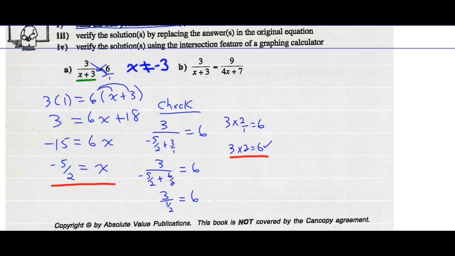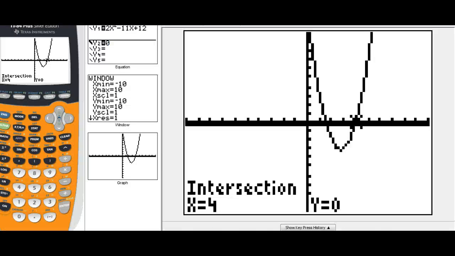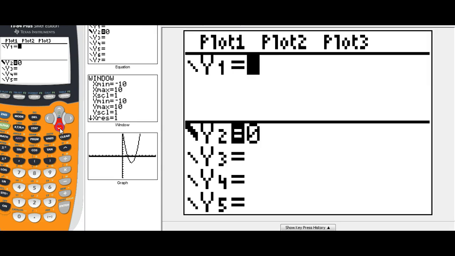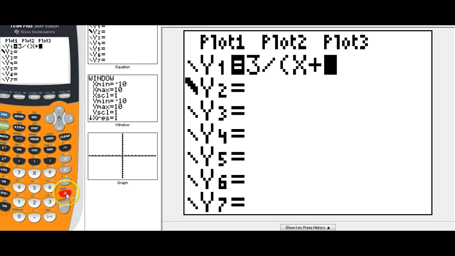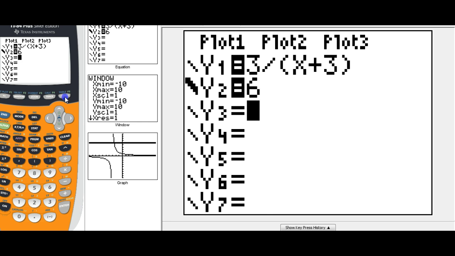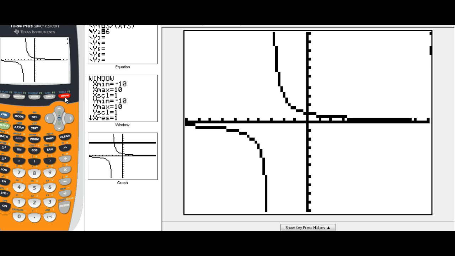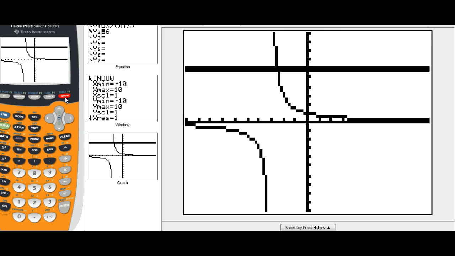Do a graphical check. Well, this one looks really crazy, so go to your graphing calculator. Go to your y equals screen. In the left side, type in 3 over x plus 3. 3 divided by, and be careful, my denominator has to be in brackets, x plus 3. In y2, type in the right side of the equation, which is 6. And now hit graph. There is the left side, 3 over x plus 3. Here's the right side, y equals 6.